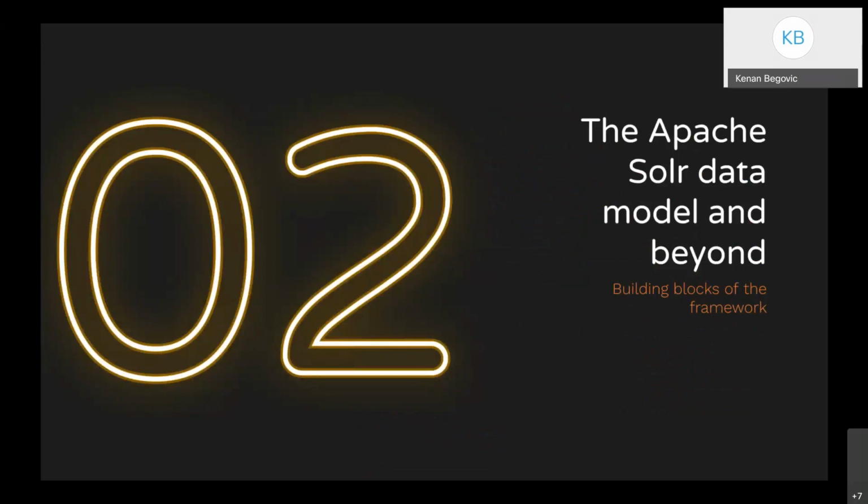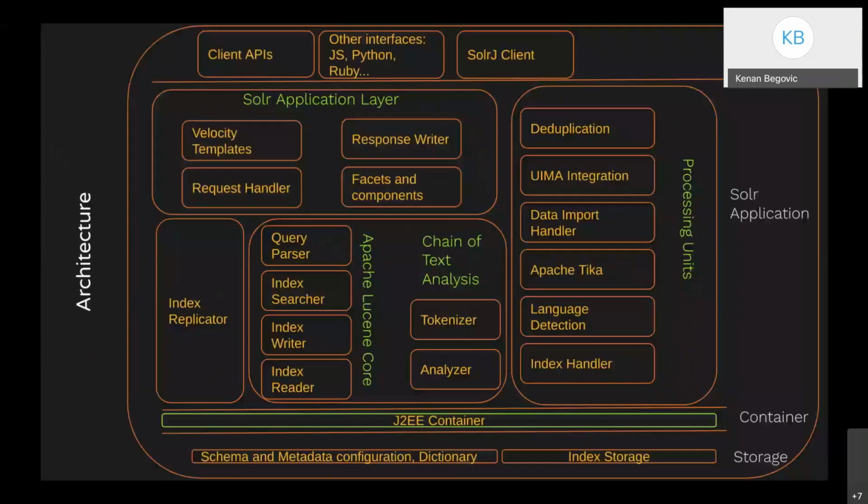Next, I'm going to talk about the Apache Solr data model and a little bit beyond it. This here represents the architecture of Apache Solr. There are basically four layers used to represent this architecture: storage, container, Solr application, and interaction. These are, of course, logical layers. The storage layer is responsible for management of indexes, configuration and metadata. Above it is the J2EE container, on which the instance will run, and the Solr engine is the application package that runs on top of that container. And finally, the interaction happens through client APIs and other interfaces like JavaScript, Python, Ruby, and the SolrJ client.